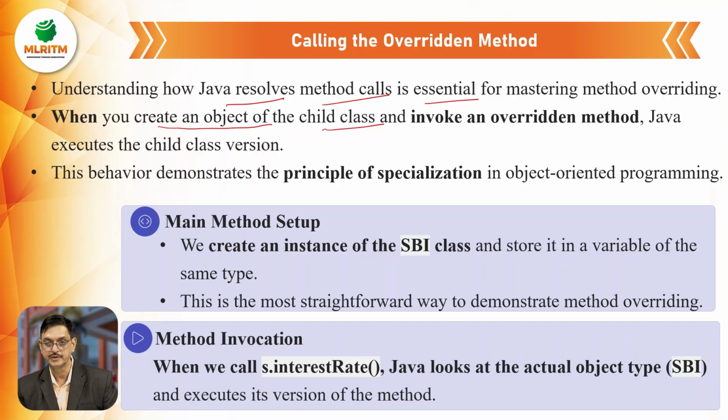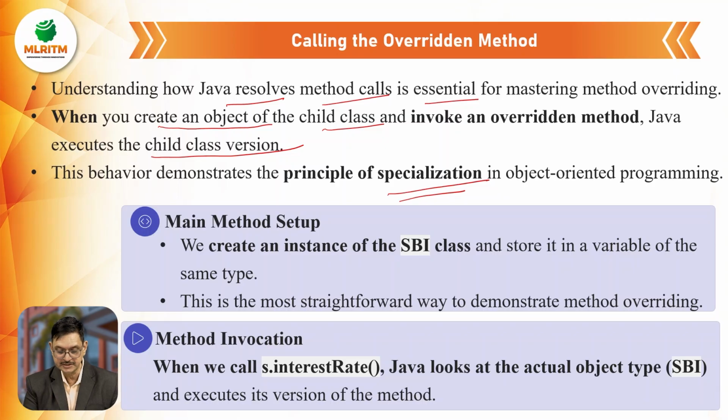A method present both in the child class and the parent class, having the same name and the same identical list of parameters. When you create an object of the child class and invoke that overriding method, Java always executes the child class version, not the parent class version. This behavior demonstrates the principle of specialization in object oriented programming.